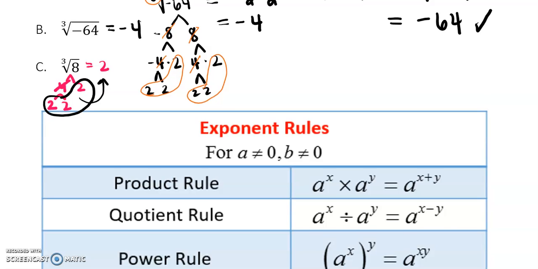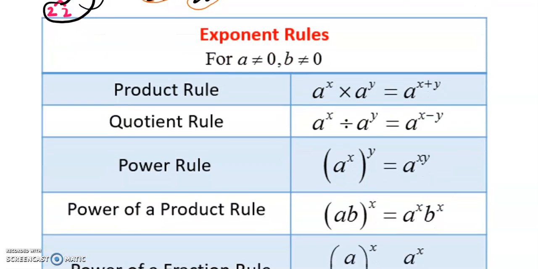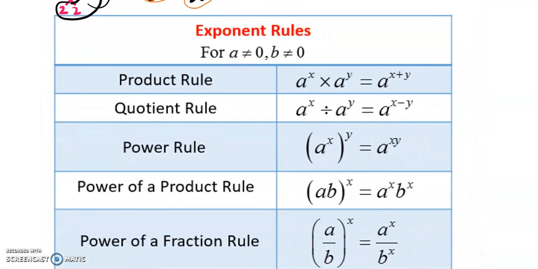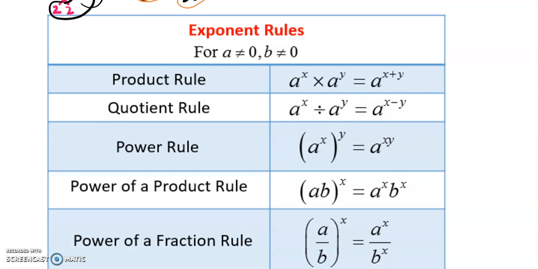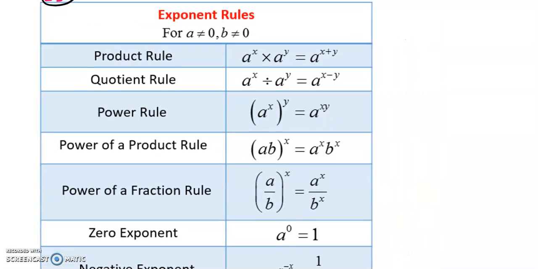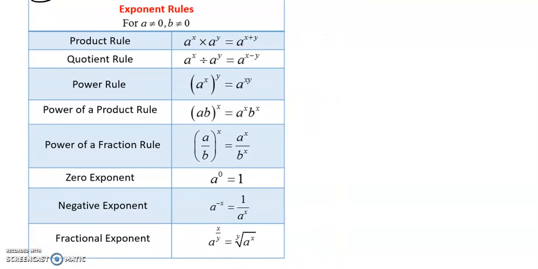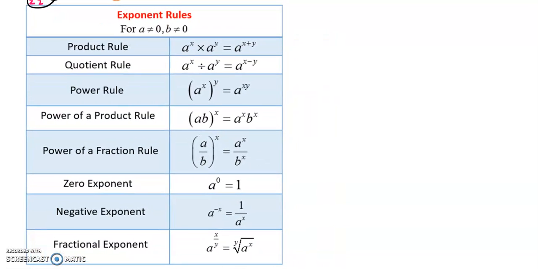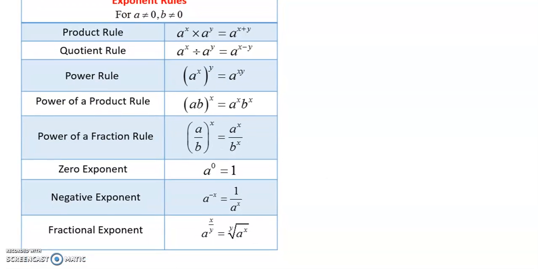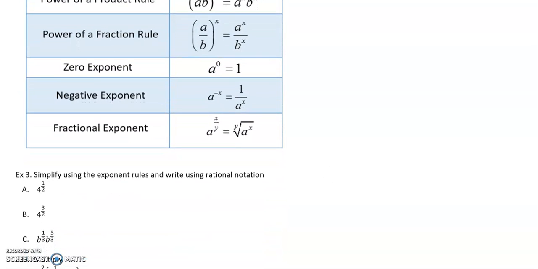Alright, so next we're going to talk about exponent rules. So here are these exponent rules. If you want to pause the video and write them down. So we have product rule, quotient rule, power rule, power of a product, power of a fraction, zero exponent, negative exponent, and fractional exponent. So again, pause the video and write these down.